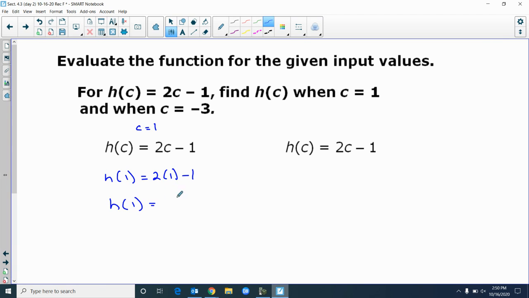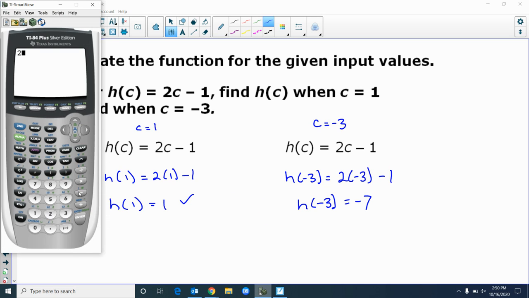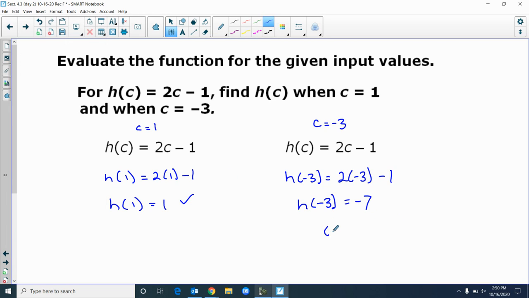Do the math. 2 times 1 is 2. 2 minus 1 is 1. Okay, so h of 1 equals 1. Now the other case is when c equals -3. So what we do is we say h of -3 equals 2 times -3 minus 1. That's 2 times -3 is -6, minus 1 is negative 7. If you want to use your calculator, 2 times negative 3 minus 1 gives me negative 7. Okay. Now you can think of that as a point negative 3, negative 7.